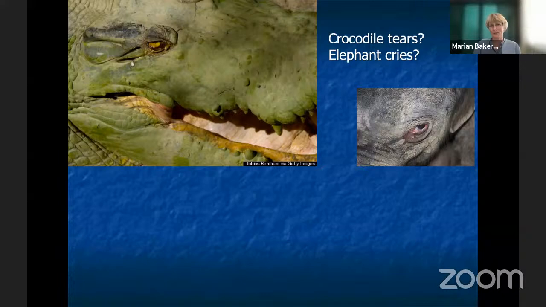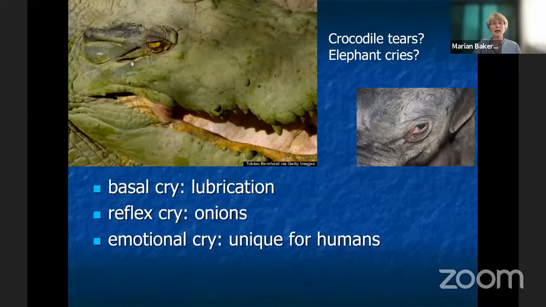Tears are quite important. We talk about crocodile tears also in expression. We wonder whether an elephant can cry. And we can distinguish between three types of cry: the basal cry, which is necessary for the lubrication of the eyes; the reflex cry that you may know if you cut onions; and the emotional cry, which is in fact unique for humans. The tears in animals is just the basal cry, the lubrication, or can in some cases also be a reflex cry that you can't inhibit.